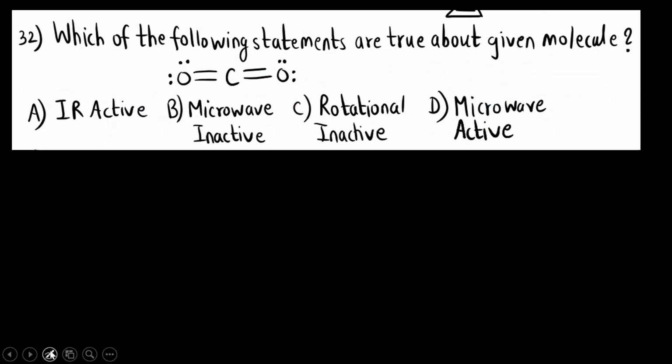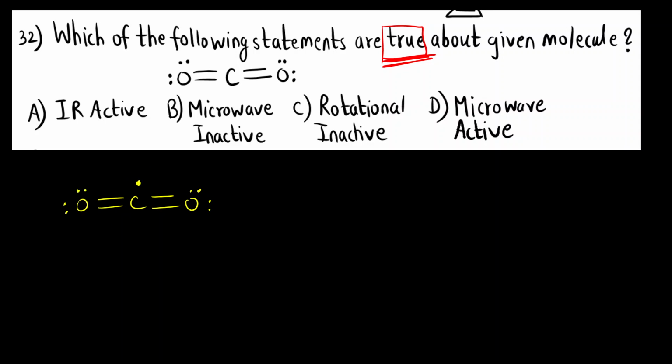Let us see the next question. Which of the following statements are true? Always mark this, very important, whether true or false is asked. Which are true for this molecule? If I draw the structure, this is carbon dioxide. It has linear geometry, with a bond angle of 180 degrees. Hybridization is sp.